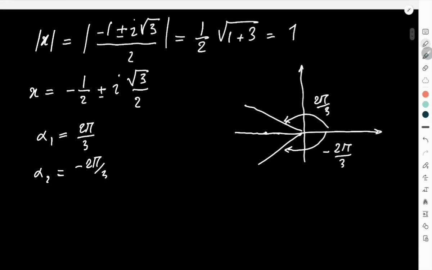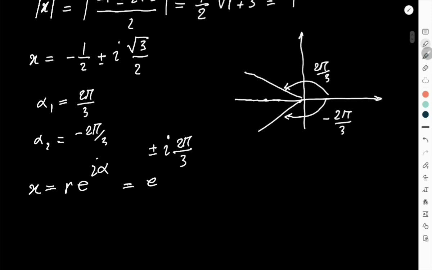So if I go back to the formula which I had, x equals r e to the power of i alpha, we said that this is the Euler formula for every complex number. So we calculated r, it was 1. So as a matter of fact, here we get e to the power of i, because we have two possibilities, let's call it plus minus 2π over 3.